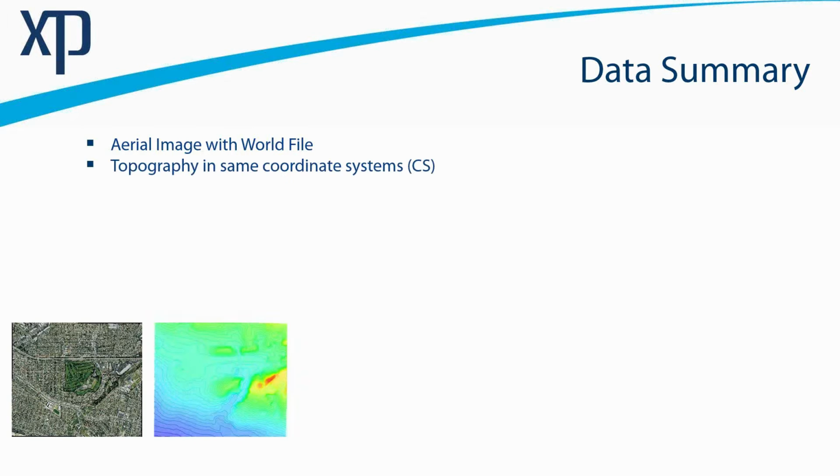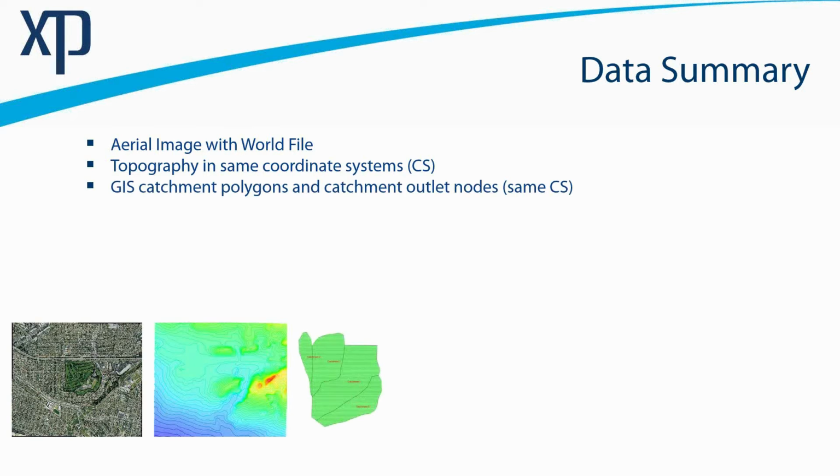In the same coordinate system, I have topography, or if you will, elevation data. I've got this in a text file of X, Y, and Z, and that's going to help me later to derive some data in the model. I've also got some GIS polygons, and I have a GIS set of nodes or points which represent the outlet nodes for each of these catchments.